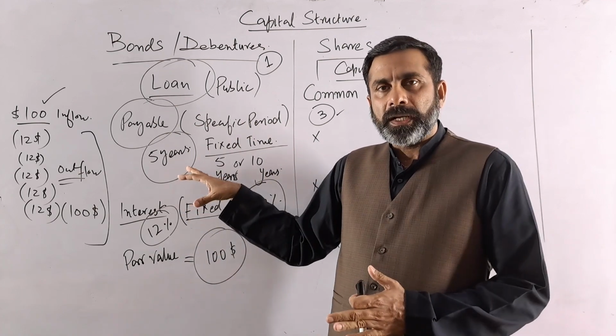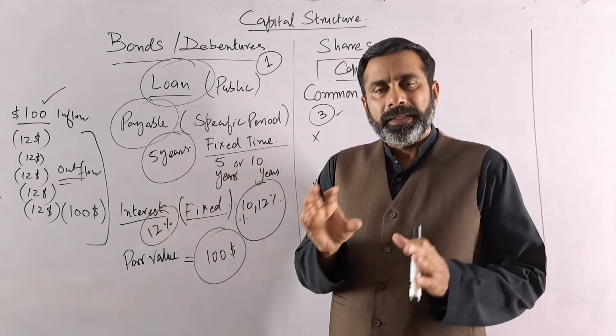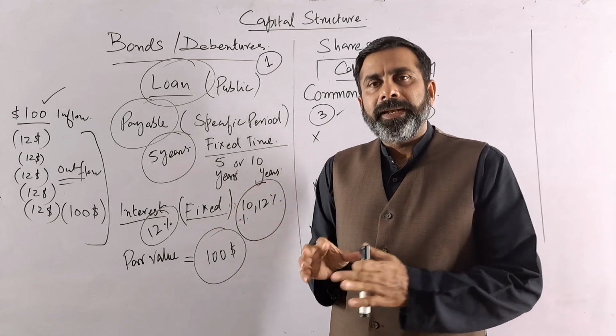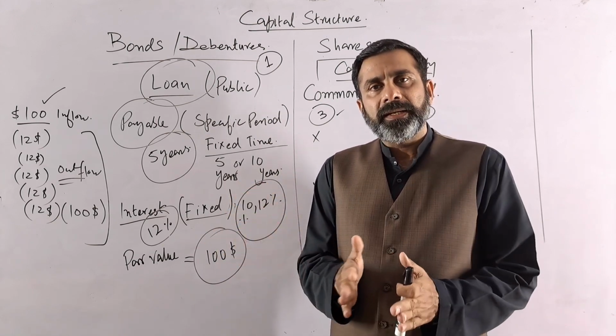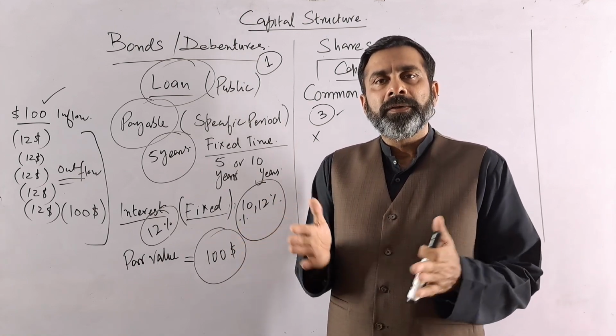So the bonds are the loan of the company issued to the general public, normally in small amounts, and there is a specific life for that, and the company has to pay the interest on that every year, which is normally a fixed interest.